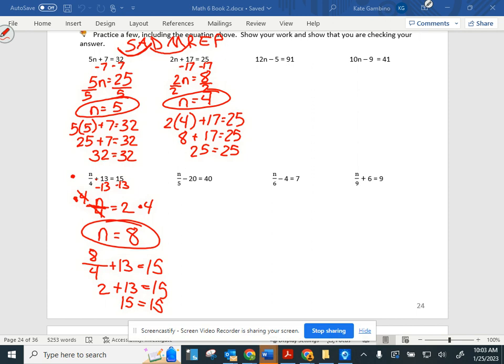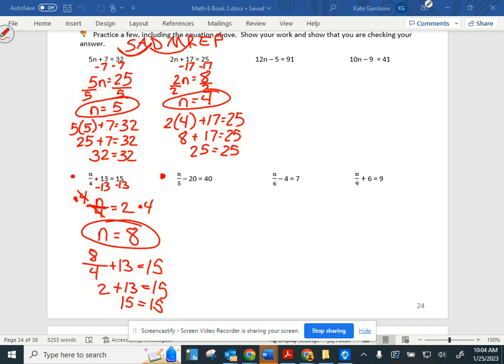Let's do our next one. N over 5 minus 20 equals 40. What is our first step? N over 5 minus 20 equals 40. First step, Olivia.